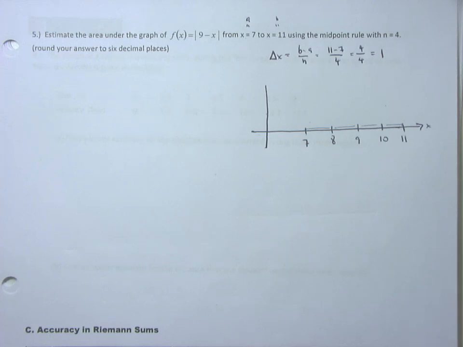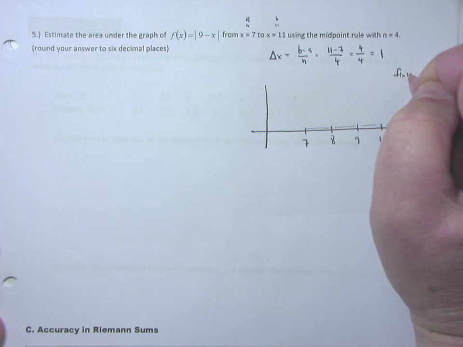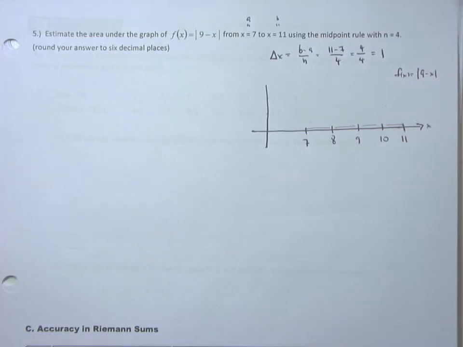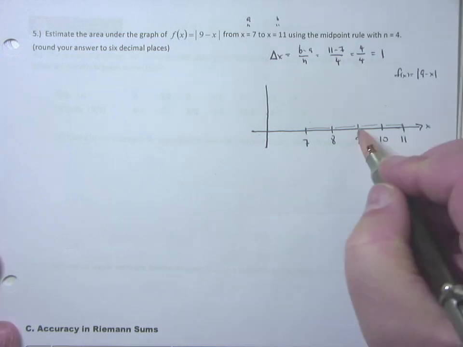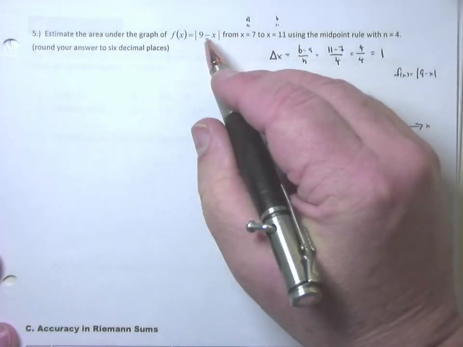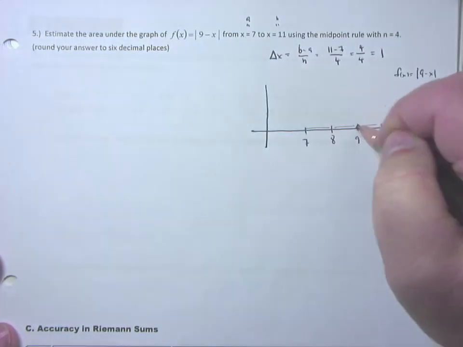Now, I want to graph this. My function here is the absolute value of 9 minus x. Now, here's a hint for you. What number, when I plug it into the absolute value of 9 minus x, makes this function 0? 9. And 9 happens to be within my bounds here. So right at 9, 9 minus 9 is 0, absolute value of 0 is 0.